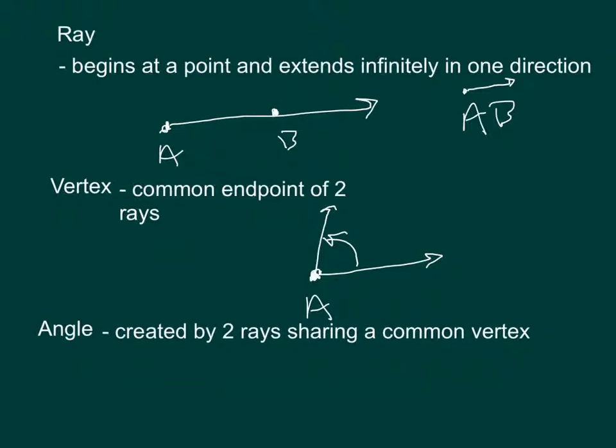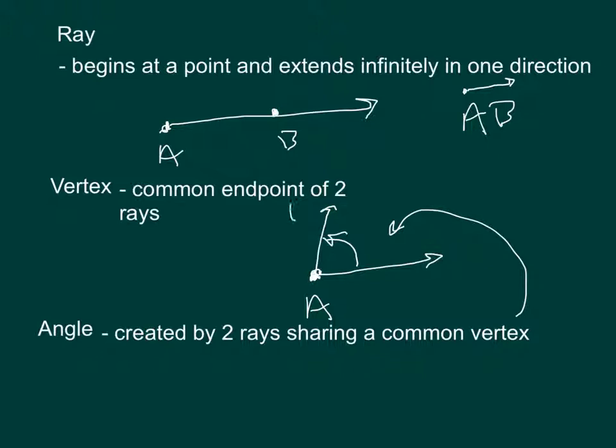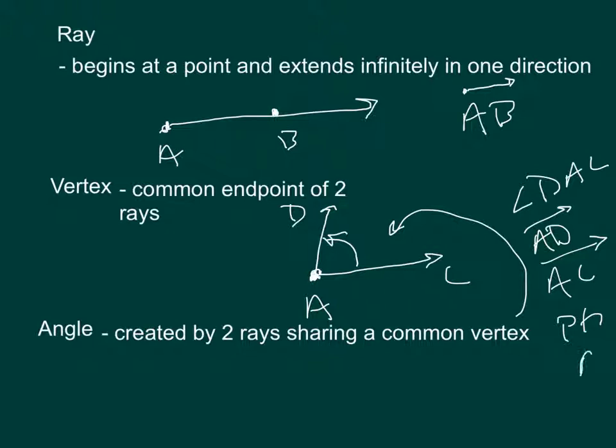So again, it's where the two rays intersect. They share a common vertex, and we can draw the angle like we did above, or we can just refer to it above. So we've created our angle, and I could label this DAC. So we would have angle DAC created by these two rays, ray AD and ray AC, sharing the common vertex, which is point A.